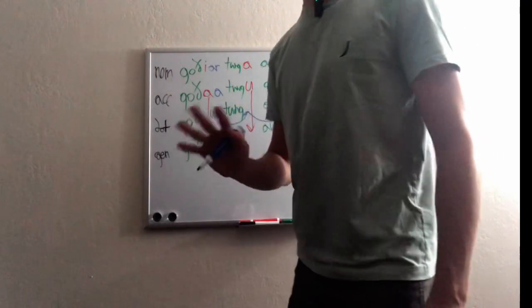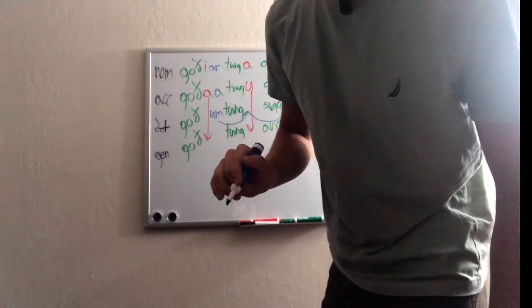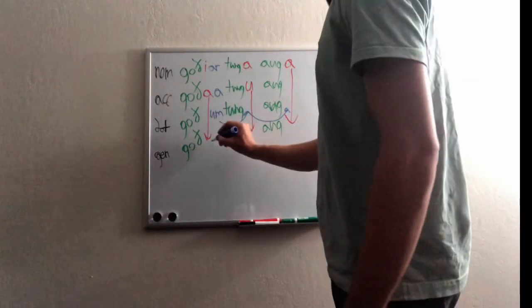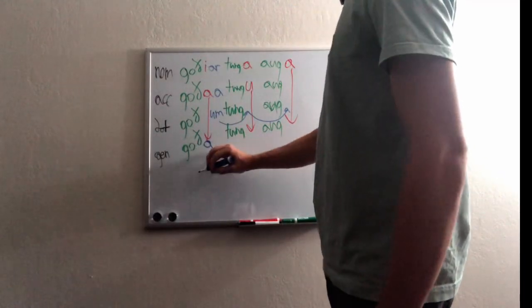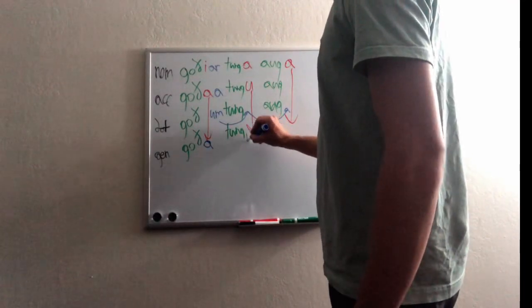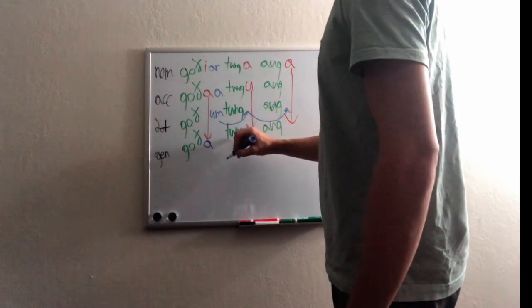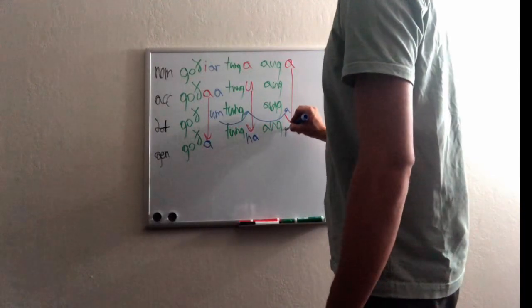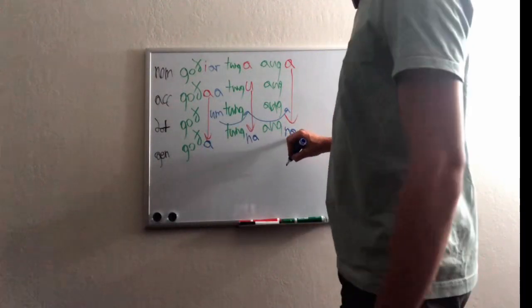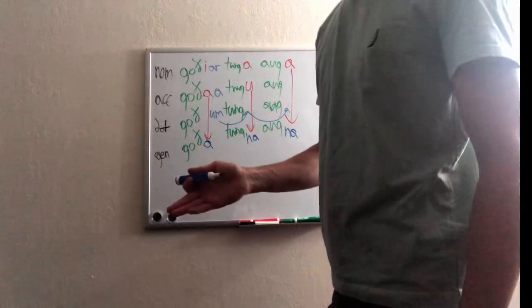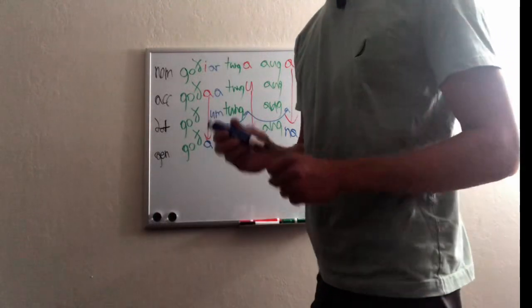Now the genitive switches a little bit. We still have our a here, but now our genitive plural for our feminine and our neuter have changed to na. So now we have tungna and augna.